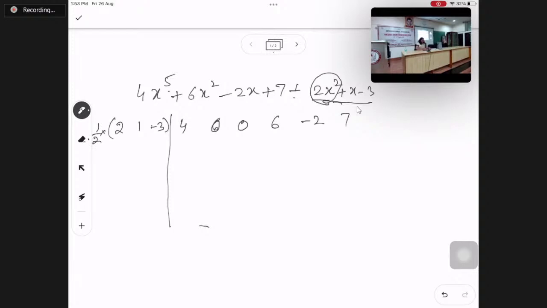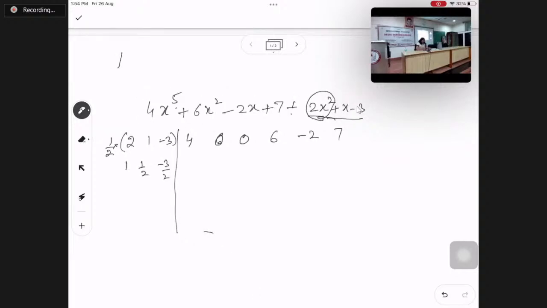So what exactly are you getting? 1 half, minus 3 by 2. Now you have to take the opposite signs, leaving 1. So it is minus half and 3 by 2. Sorry, 1 by 2 and 3 by 2. Again proceed in the same way. Now this is a quadratic equation, so we put a slash here.